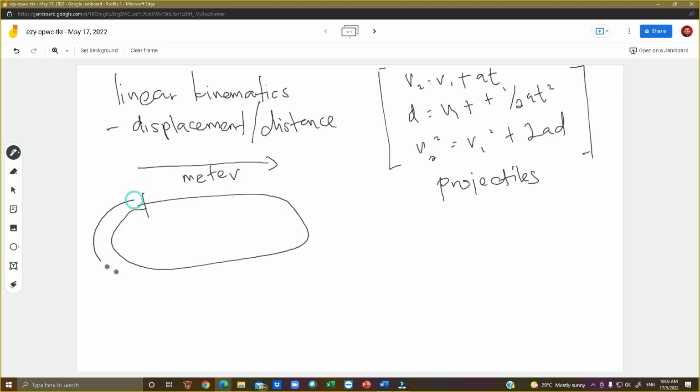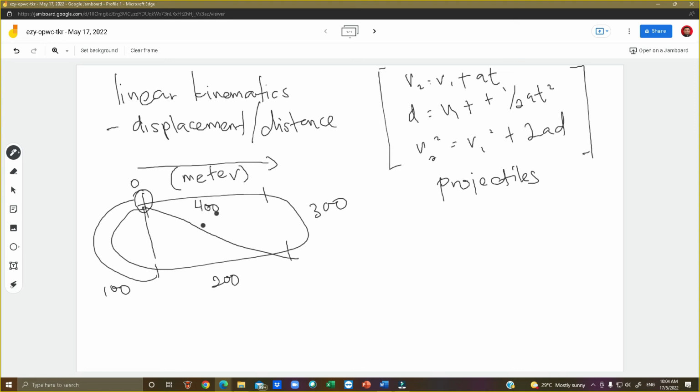Kalau dia lari 100 meter, distance is 100. Displacement, the shortest way. If they continue running, the distance is 200. Displacement, shortest street. If they continue running, the distance is 300. Displacement, 100. Okay, straight line. And if they continue, it will be 400. The displacement is 0. And all those being measured in meters since this one is linear.